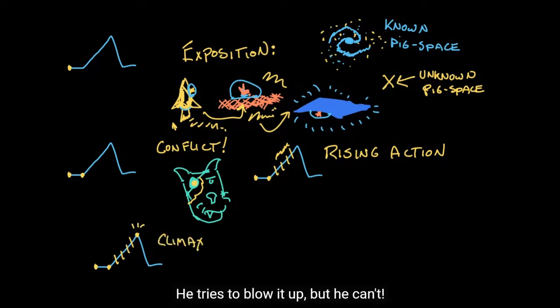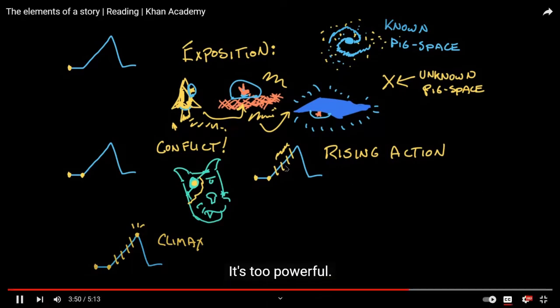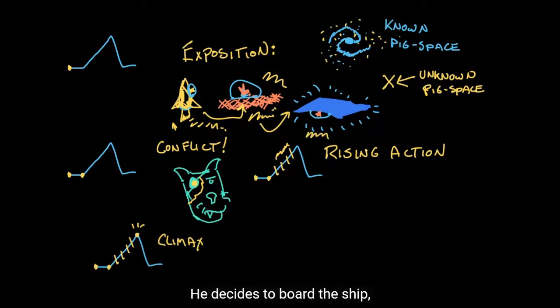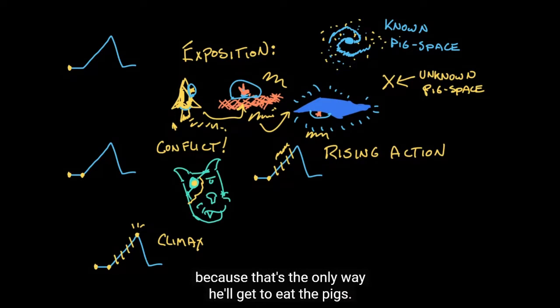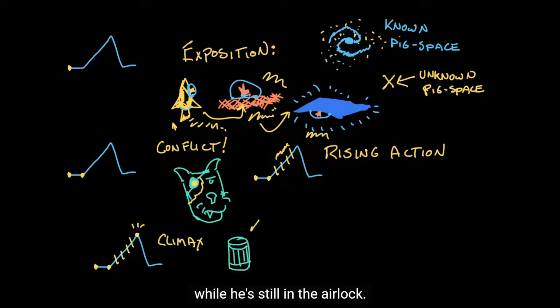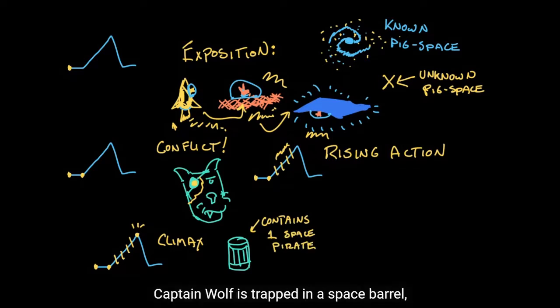He tries to blow it up, but he can't. It's too powerful. He decides to board the ship, because that's the only way he'll get to eat the pigs, but the pigs trap him in a space barrel while he's still in the airlock. They did it! They solved the problem. Captain Wolf is trapped in a space barrel, and he can't eat them now.